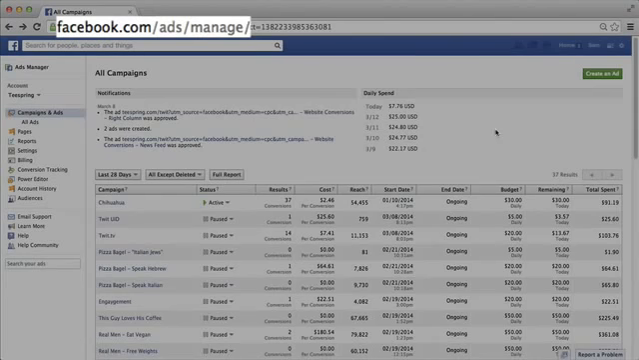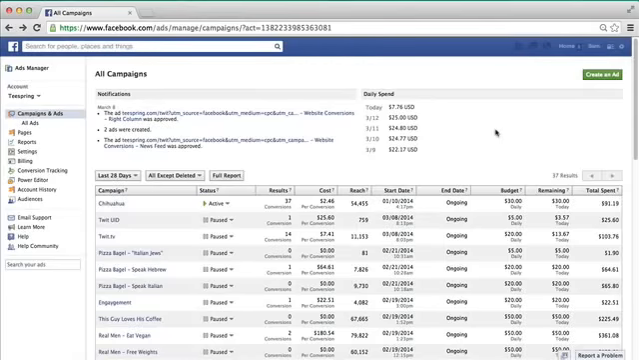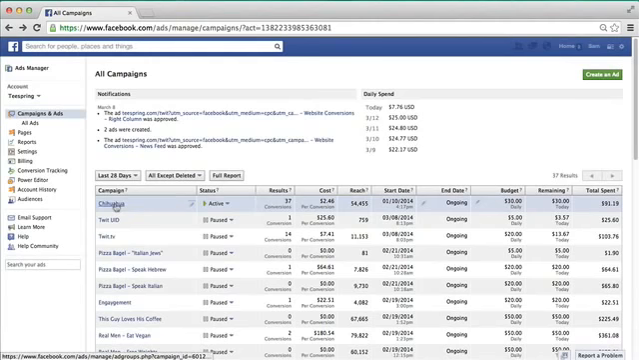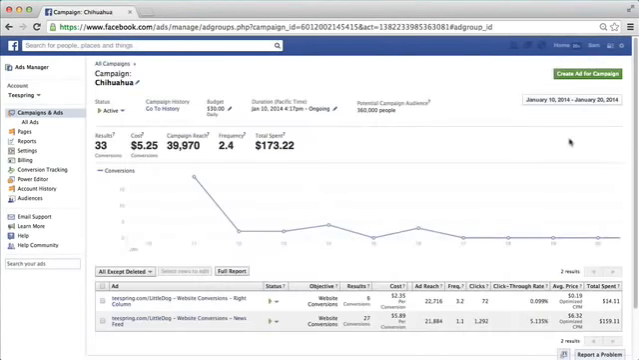Let's head to facebook.com/ads/manage. Here we have our main campaign dashboard. A single Facebook ad campaign can contain many individual ads, but we generally recommend limiting each campaign to one newsfeed and one right-hand column ad. If you have too many ads in one campaign, Facebook will not effectively distribute your budget across them, which means the work you put into creating those ad variations will probably go to waste, and we don't want that.